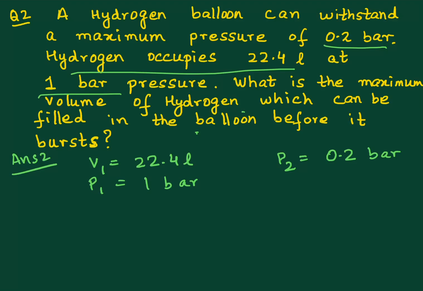This much. I cannot exceed this much pressure more than 0.2 bar because the balloon is going to burst. So I need to find out the volume of the gas which can be filled into this balloon without it bursting. See, our first step is done. While reading the question itself, I jotted down the data. So you have the data.